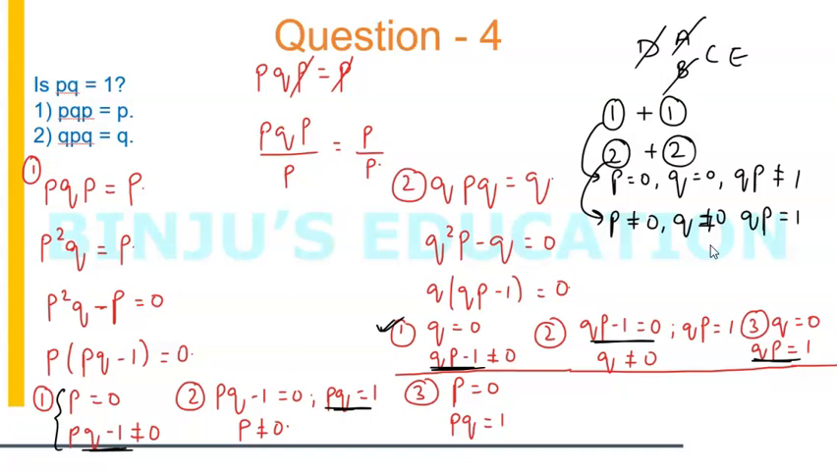So again, do we have a conclusive answer from this? No, we don't have. Which means C also goes out. Hence the answer is option number E. Very interesting question.